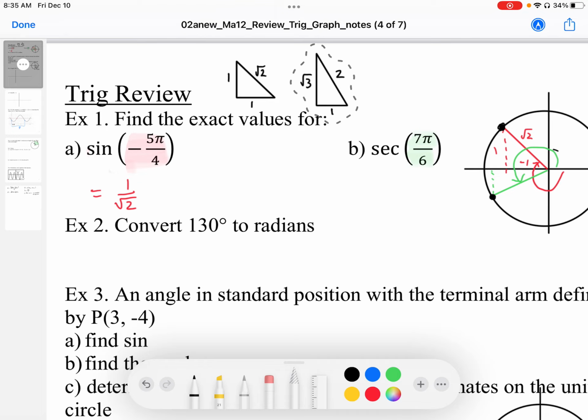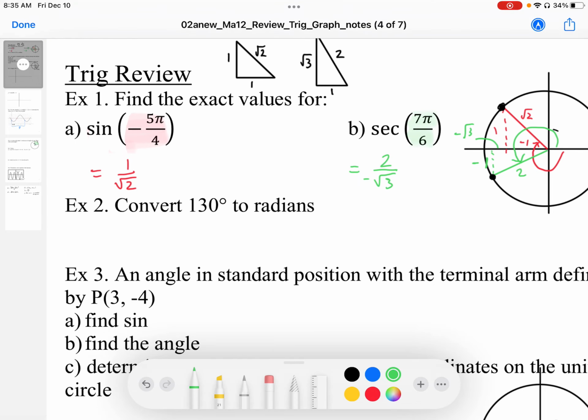In this case, we're dealing with the 30-60 triangle here. So the ratios of the 30-60 triangle are going to be 2 along the hypotenuse, or the radius, -1 down, and -√3 to the left. So secant is a reciprocal of cos. Cosine is horizontal, so cosine would be -√3/2. For secant, we're just going to flip that fraction. So instead of -√3/2, we're going to do 2 over -√3. And we can put that negative either in the front or the top. It doesn't really matter.